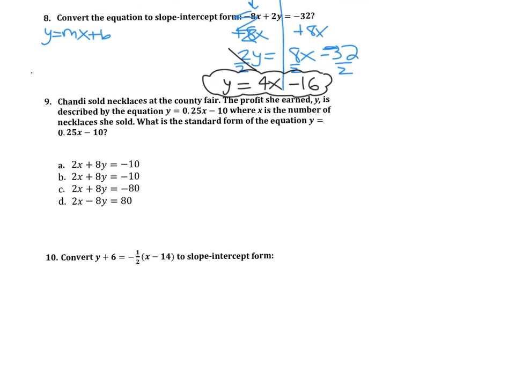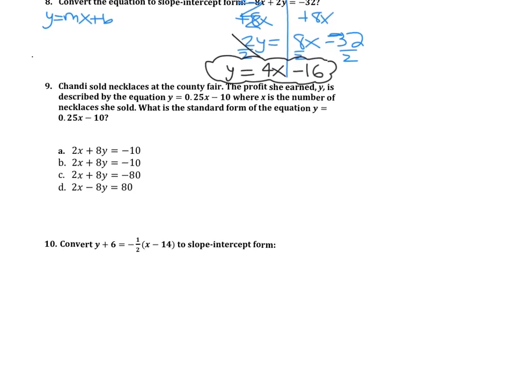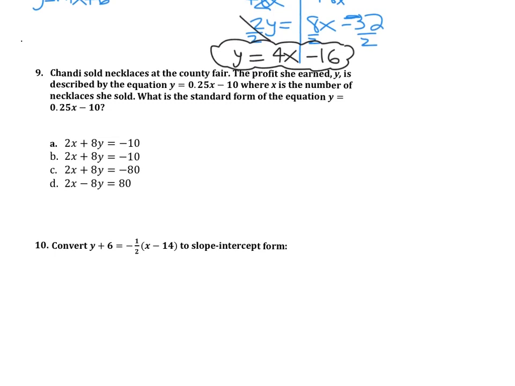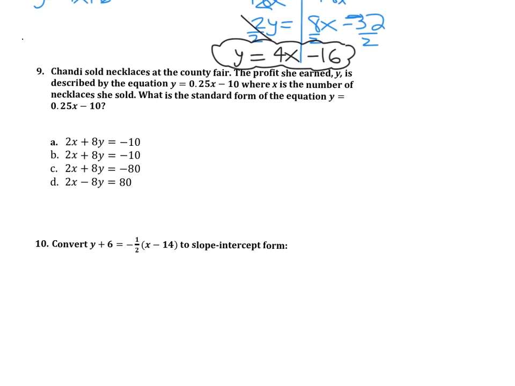Okay, question 9. Shandi, or Chandy, I'm not sure how she pronounces it, sold necklaces at the county fair. The profit she earned, y, is described by the equation y equals 0.25x minus 10, where x is the number of necklaces sold. What is the standard form of the equation y equals 0.25x minus 10?